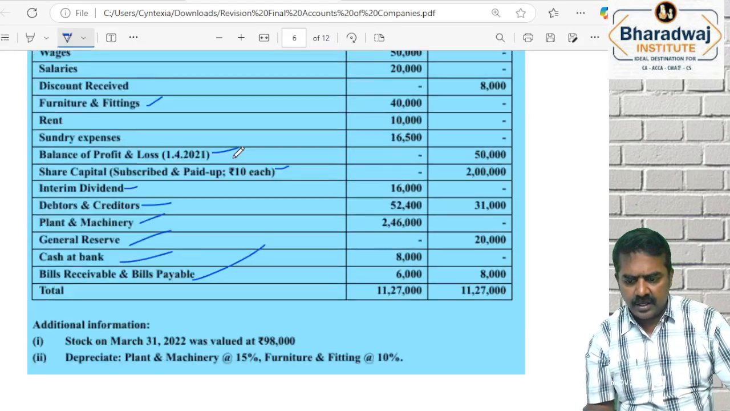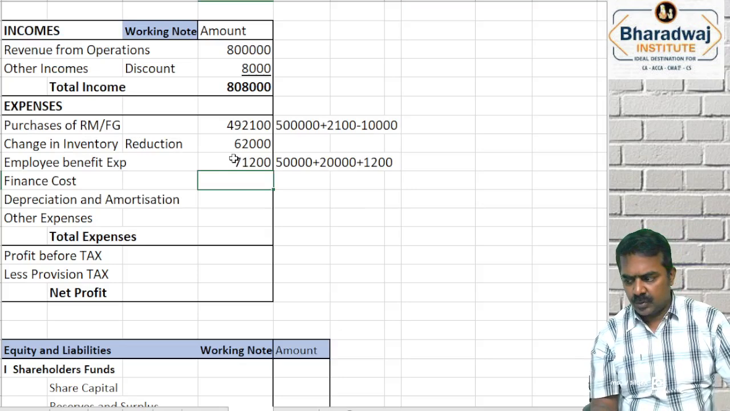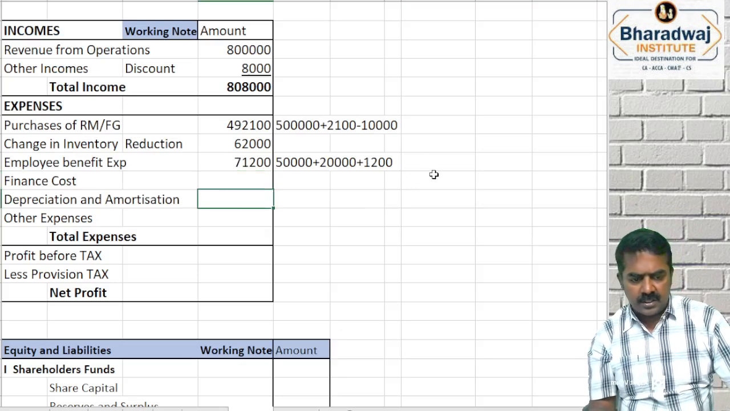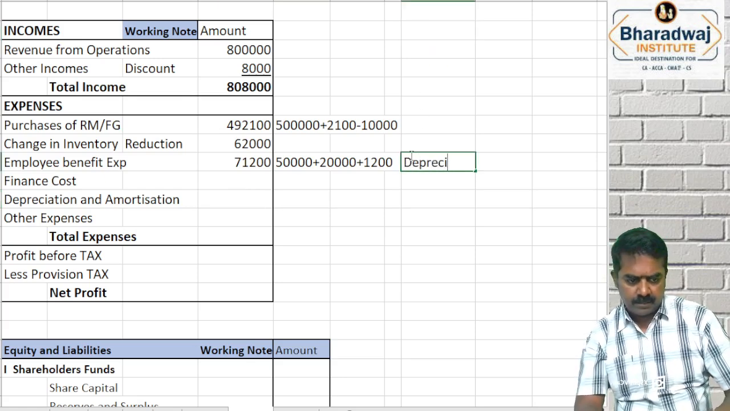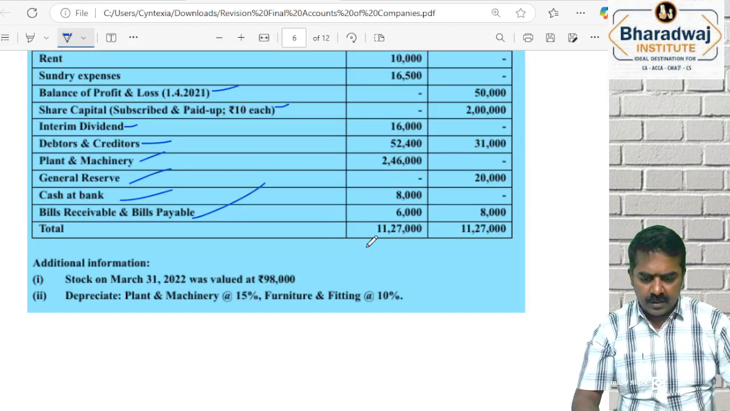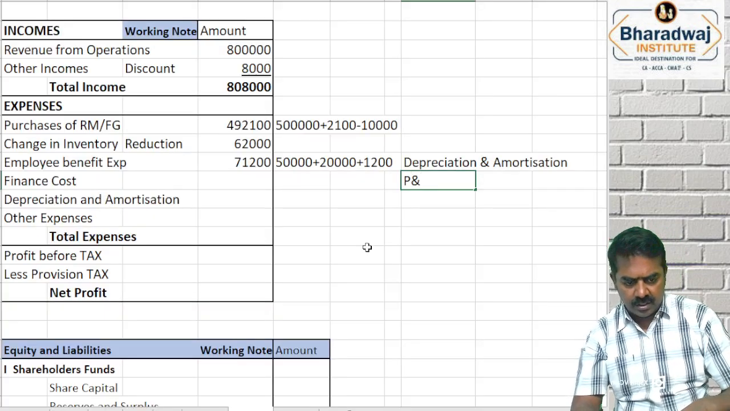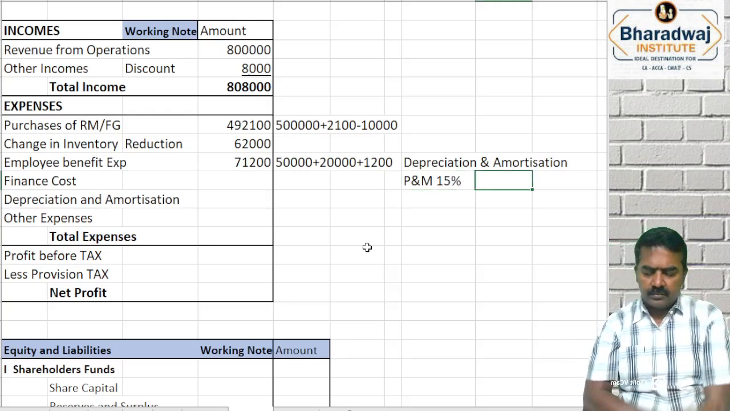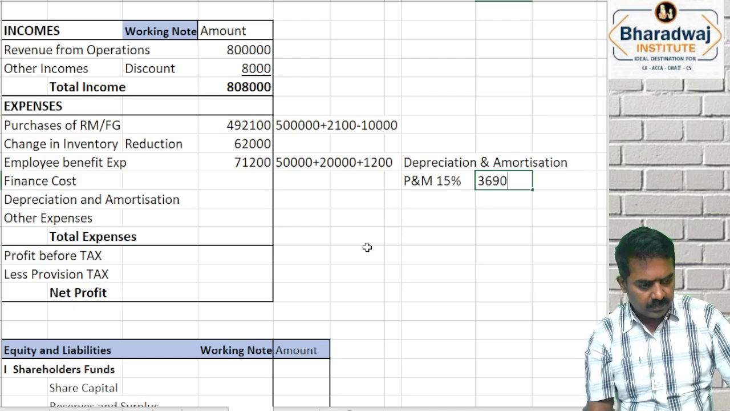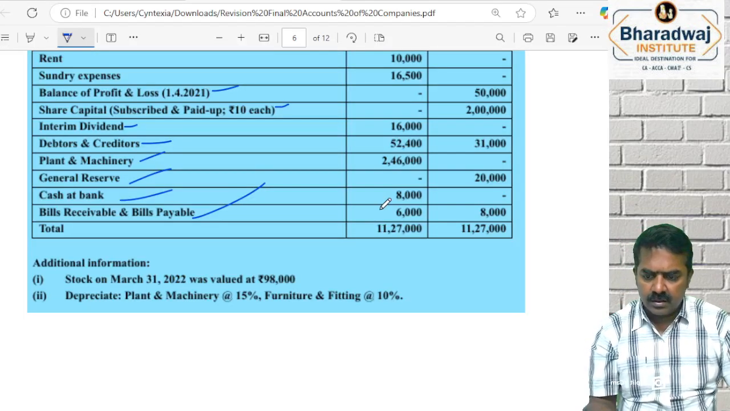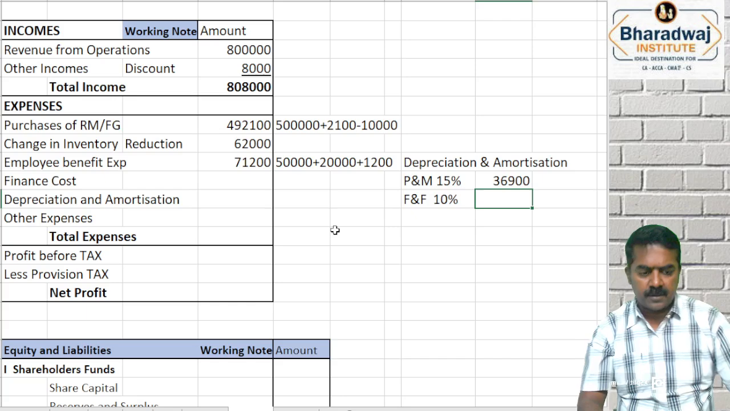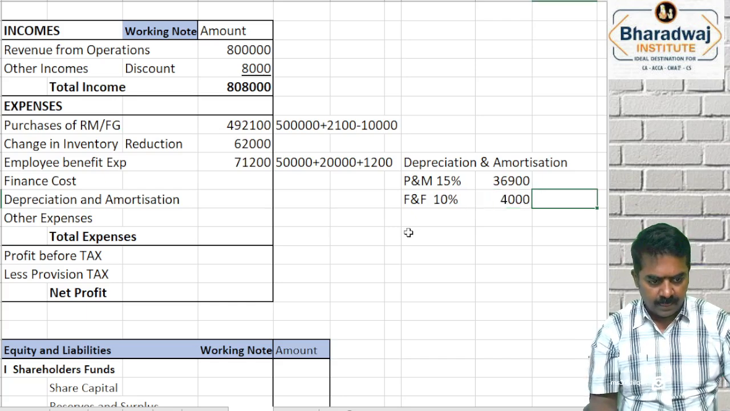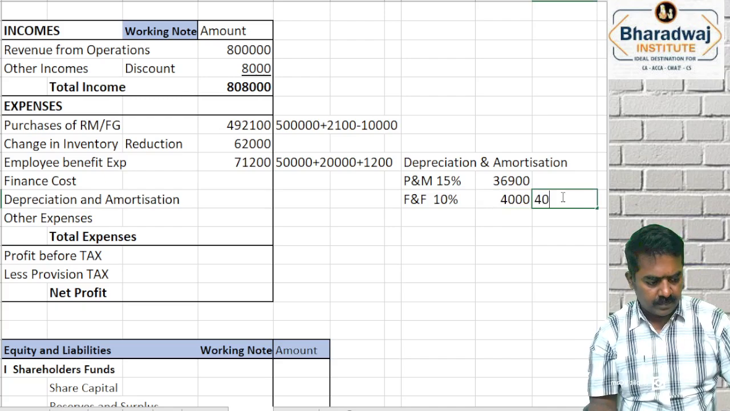Is there any finance cost? Interest, something like that. Yes, sir. Depreciation and amortization. Depreciation on plant and machinery at 15%. How much will it come? 36,900. Then on furniture. What percentage for furniture? 10%. How much? 4,000. 49,900.